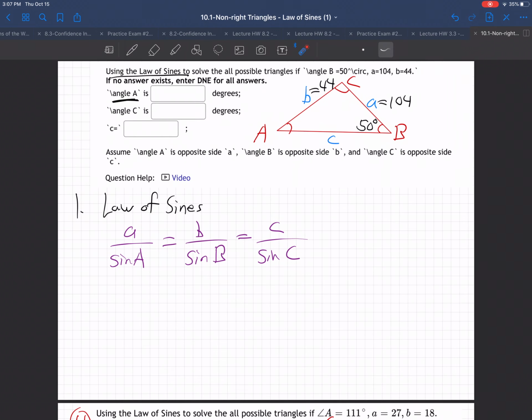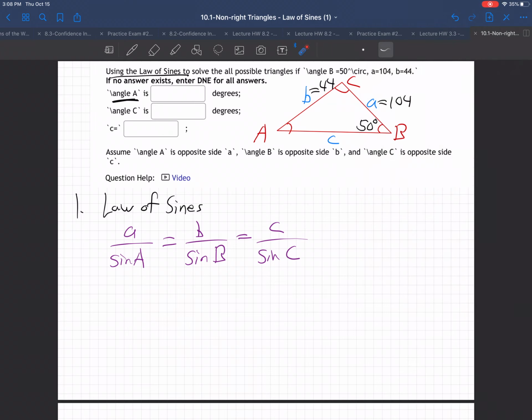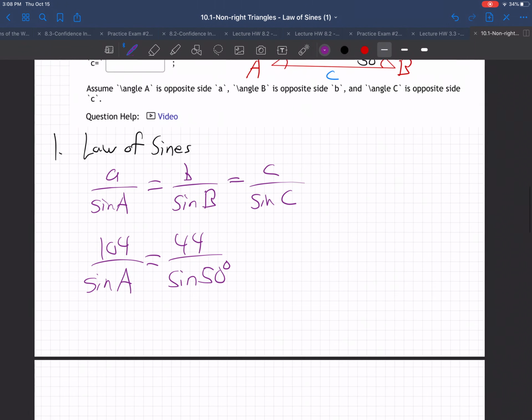So little a. What's little a? It's 104. 104 over sine of capital A, that's what I'm looking for, is little b, which is 44, over sine of capital B, which is 50 degrees. Okay, so there's my setup for the law of sines.